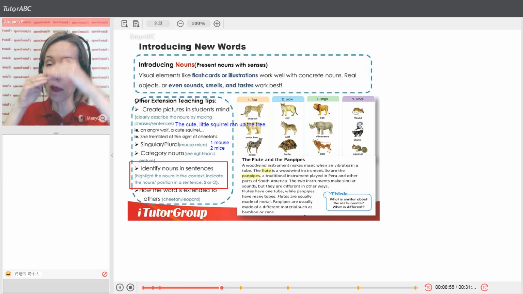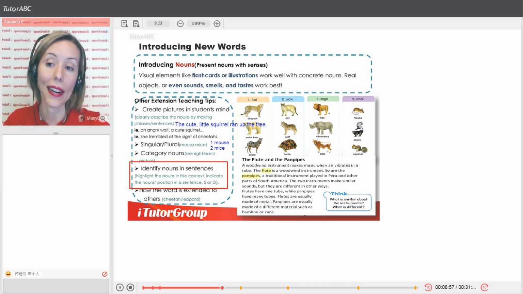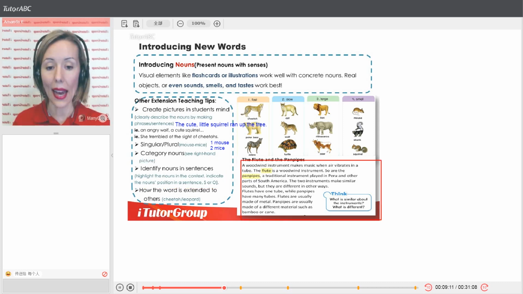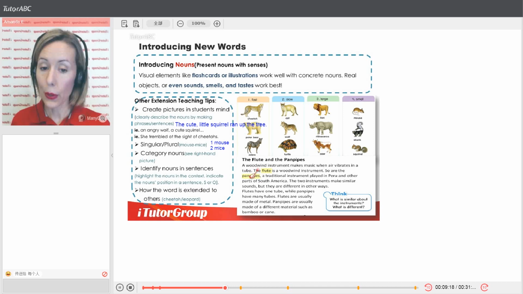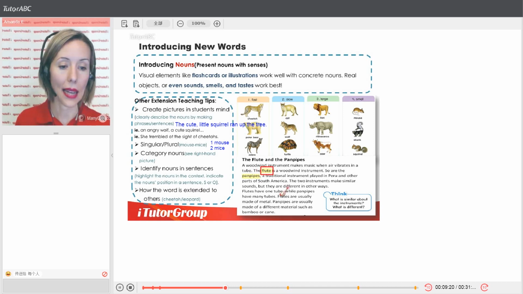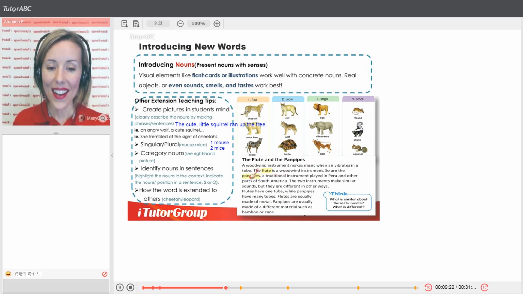Now, usually we have a vocabulary page and we teach the vocabulary on that page, and then we go on and we read the text in the lesson, and usually we see those vocabulary words pop up again. Now, it might be a good idea that when you see those vocabulary words in the reading again, to highlight them and just review, see if they still remember. So perhaps flute was one of our vocabulary words. You might ask again, what does flute mean? What is this? And ask them to review again.